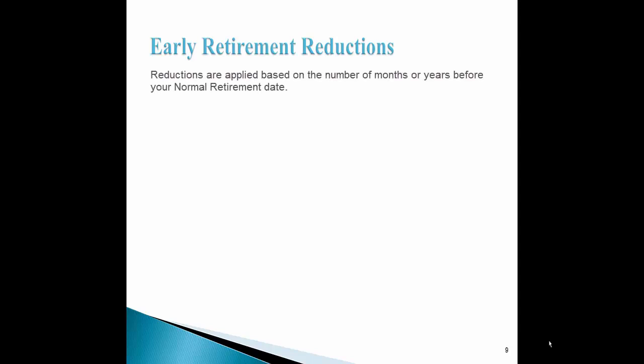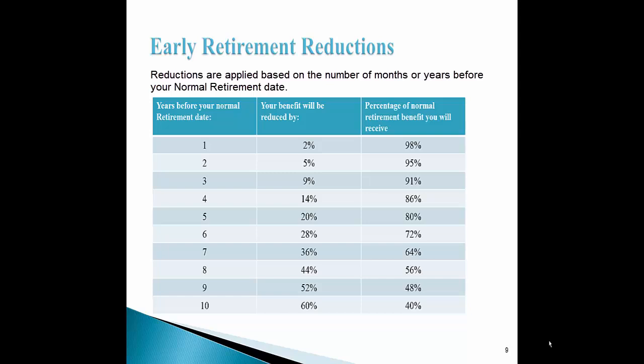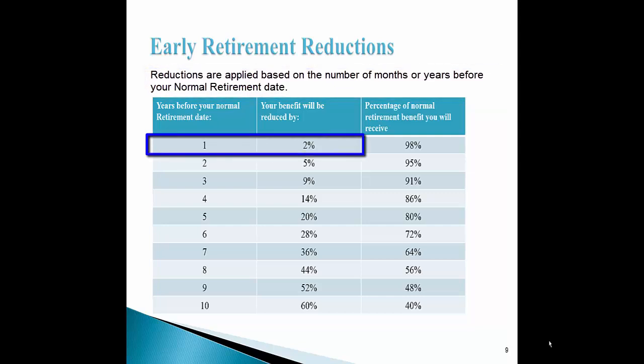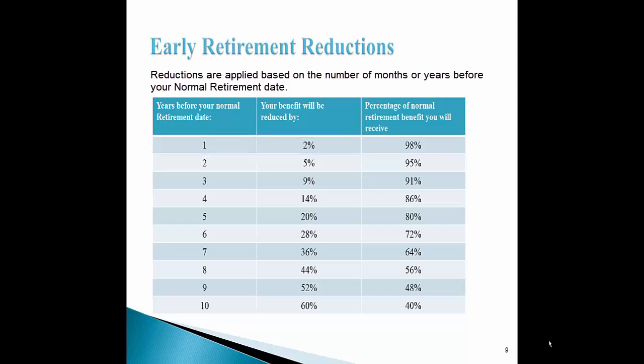Early retirement reductions. This chart shows a summary of the early retirement reductions. You may be eligible to retire up to 10 years early. Early retirement reductions are based on the number of months or years you retire early. For example, if you elect to retire 1 year early, your benefit would be reduced by 2%. If you elect to retire 6 months early, your benefit would only be reduced by 1%. The early retirement reductions will remain in place for the lifetime of your benefit payment.